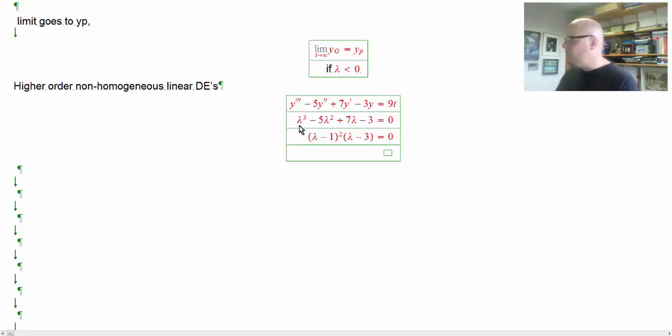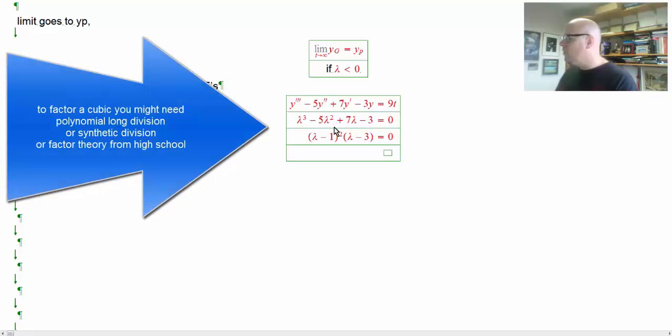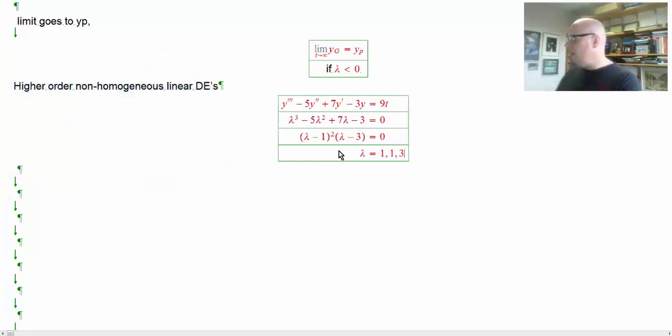I need to find the homogeneous solution. So here's the auxiliary equation. The y triple prime is lambda cubed, the y double prime is lambda squared, the y prime is 1 lambda, the y with no prime is no lambda. I can factor that equation and see that I get eigenvalues of 1, 1, and 3. A repeated eigenvalue and a real and different eigenvalue. So this is a cubic, so I'm going to get 3 little solutions.